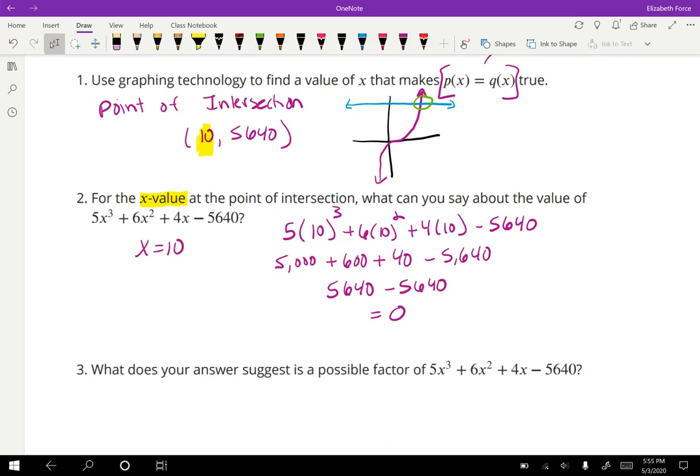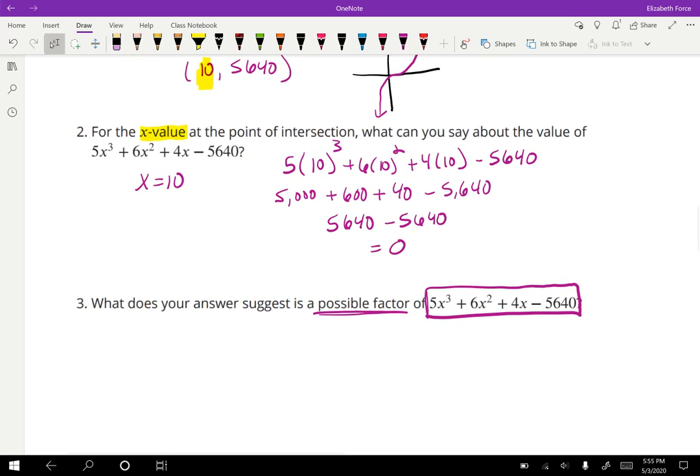Now on number 3, they're asking, what does your answer suggest is a possible factor for this polynomial? What's happening is if my function gives me a 0 when I plug a number in for x, that indicates that's a zero of the polynomial, which means I have an x-intercept at positive 10. So if I have an x-intercept at positive 10, then I should have a factor of its opposite, which is x minus 10.